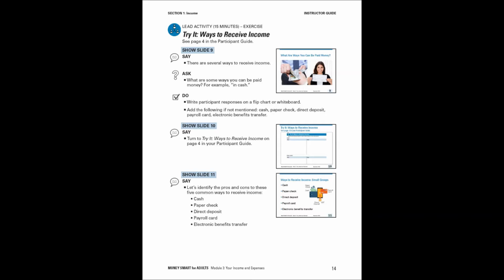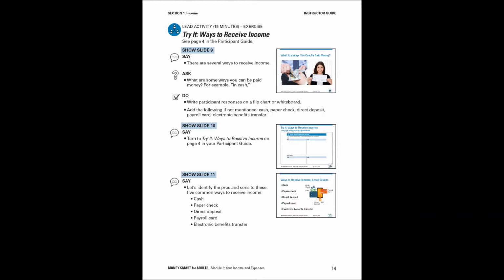The first activity in this section is the try it, ways to receive income. So you're going to say that there are several ways to receive income and then come right back and ask a question. What are ways you can be paid money? For example, cash. So you're going to write the responses on the flip chart or whiteboard and add the following if not mentioned. So cash, paper check, direct deposit, payroll card, electronic benefits transfer.